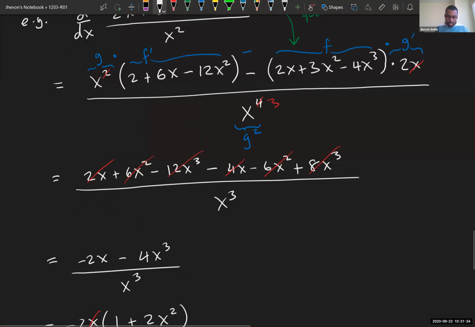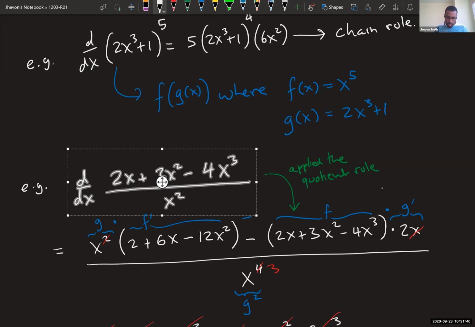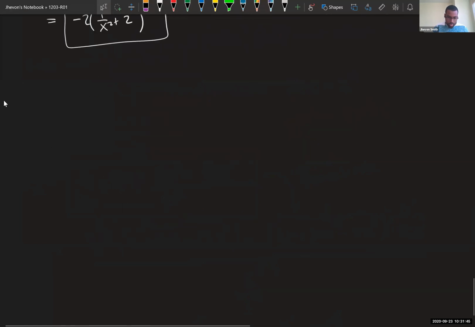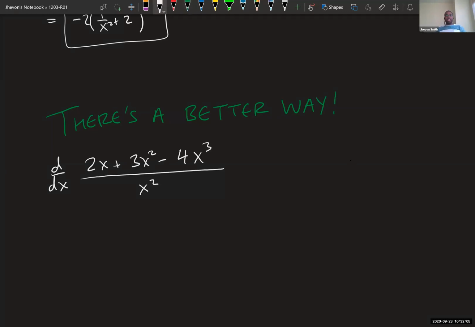Okay, now, there's a better way. So what you did was correct. There was actually a better way to get to the answer. Does anyone actually see a better way to get to the answer?